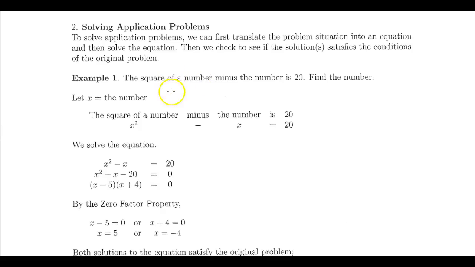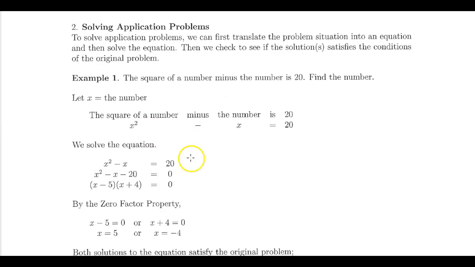So in this first example, we have the square of a number minus the number is 20, and we want to find the number. So suppose we let x be that number. Then we want to use that variable to write an equation that says the square of a number, x squared, minus that number x is equal to 20. So we have x squared minus x equal to 20. And this is a quadratic equation.